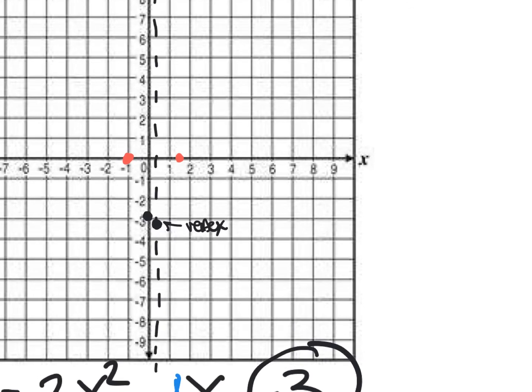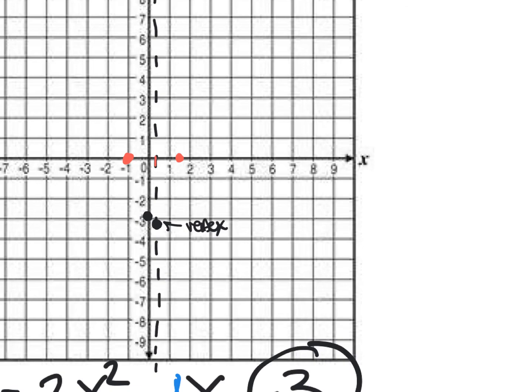Now you just want to check, because whenever you plot your x-intercepts, they should be equal distance from this axis of symmetry, right? Because we have our axis of symmetry splitting our parabola in half. So those x-intercepts should be symmetric. If you had one x-intercept that was all the way over here and one that was here, that would not be symmetric, and you want to double check.